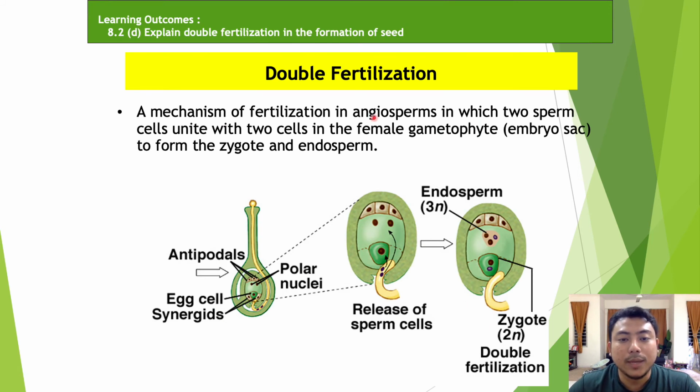So then we're going to look at double fertilization. I'm pretty sure you have heard this term during your secondary school, during your SPM study. So what does double fertilization mean? It is a mechanism of fertilization in angiosperms, dalam tumbuhan berbunga, in which 2 sperm cells unite with 2 cells in the female gametophyte inside the embryo sac to form the zygote and endosperm. Okay, we will look into the next slide with a better diagram.